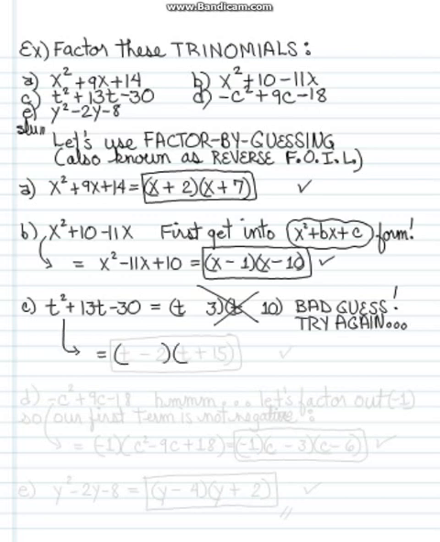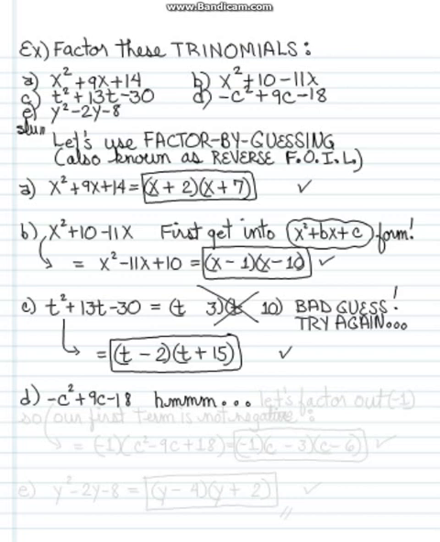Put up my 2 parentheses. Put my t's in the first position. T times t gives me the first guy. A 2 and a 15. A negative 2 times a positive 15 gives me the negative 30 in the back. Now check the product of the inners plus the product of the outers to see if you get the middle term. The product of the inners is negative 2t. The product of the outer terms is positive 15t. Together that gives me a positive 13t, the middle term. So that's good factoring.